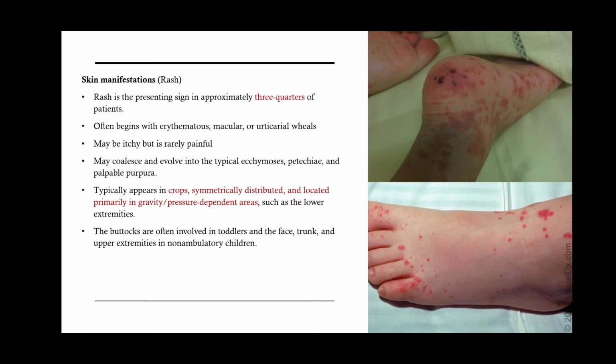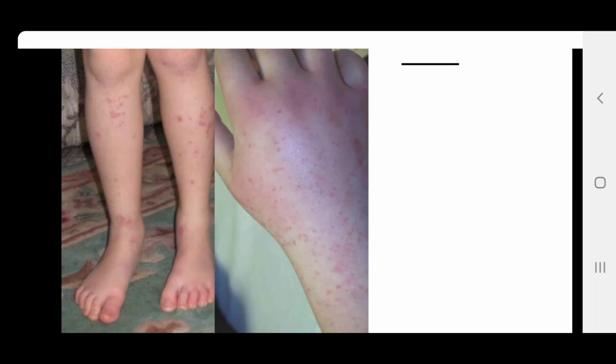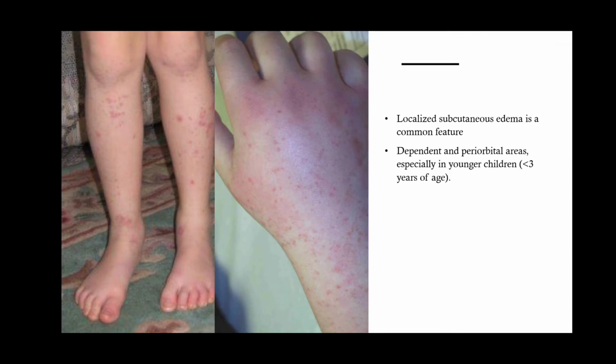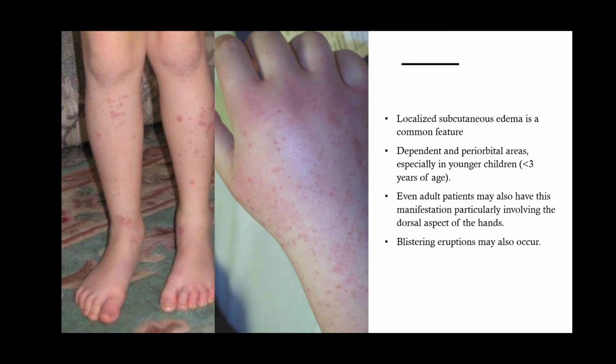the lower extremities. The buttocks are often involved in toddlers, and the face, trunk, and upper extremities in non-ambulatory children. So the other skin manifestation is localized subcutaneous edema, which is a common feature. It happens in dependent and periorbital areas, especially in younger children less than 3 years of age. Even adult patients may also have this manifestation, particularly involving the dorsal aspect of the hands. Blistering eruptions may also occur.